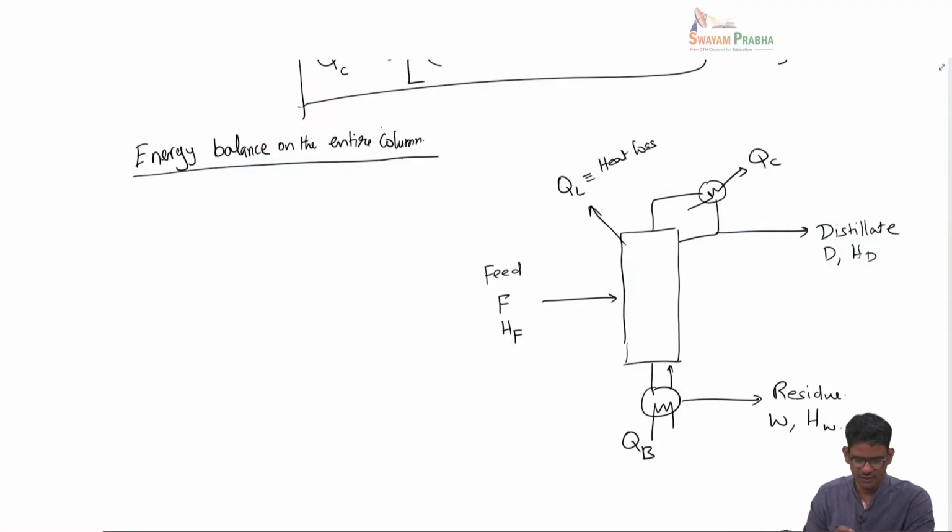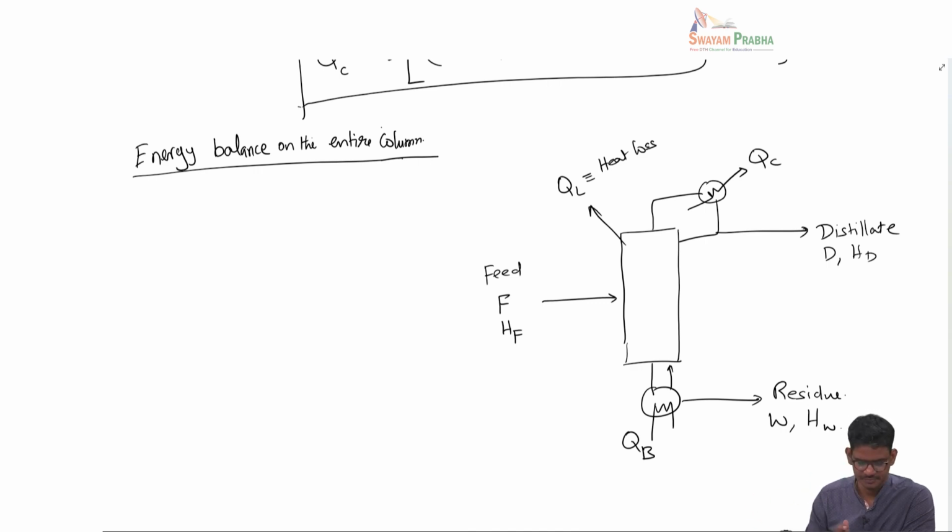So heat loss is not necessarily happening from the top, it is basically throughout the column. Heat loss is happening also in the reboiler, for the entire column. So here we can do the energy balance for the entire column, not paying attention to the localities and what is happening inside the column, looking at only the streams that are coming in and going out.